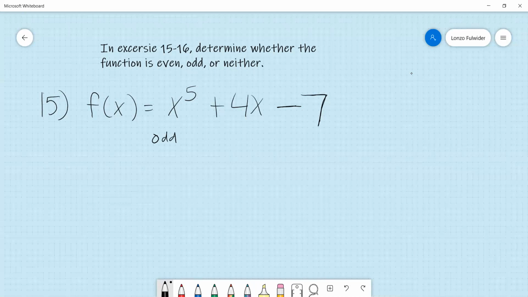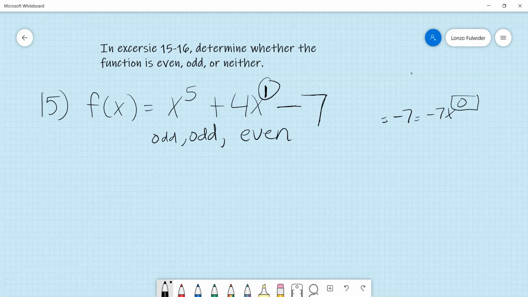Now this 4x has a degree of 1, right? We only care about the degree. So what is 1? An odd. Now the last term, negative 7. If you wanted a degree, you can rewrite that as negative 7x to the 0, because anything to the 0 is 1, and then 1 times negative 7 is negative 7. So this degree 0 right here, is that even or odd? 0 is still technically an even.